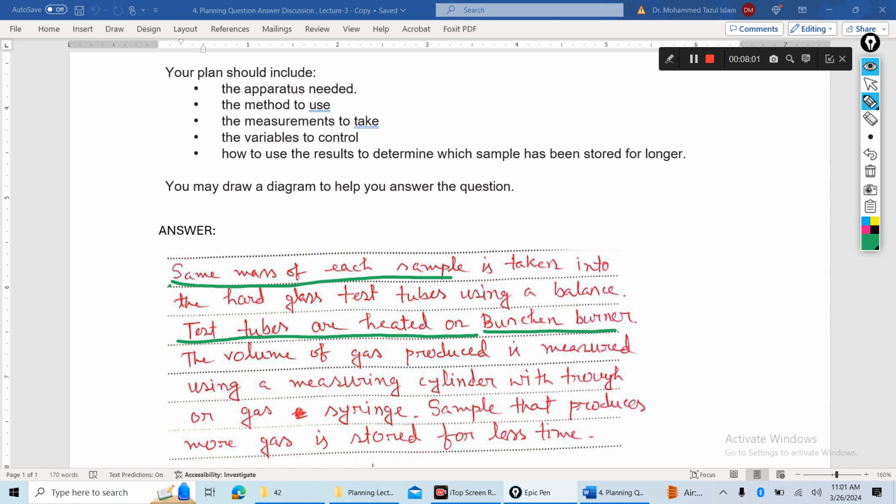Sample that produces more gas is stored for short time. Sample that produces less gas is stored for a long time. This is the result.